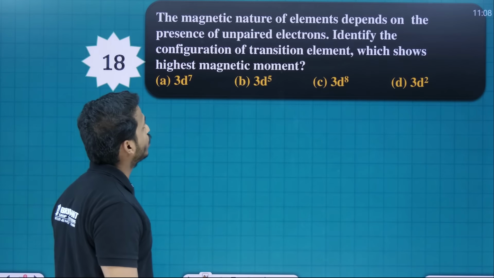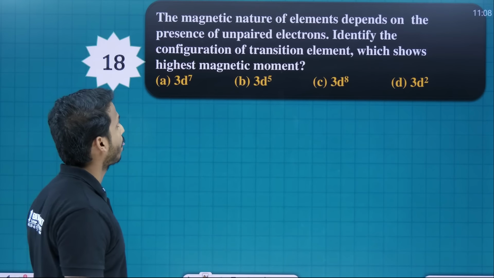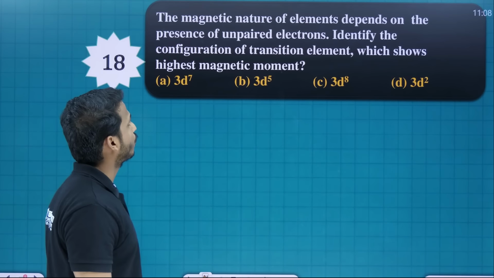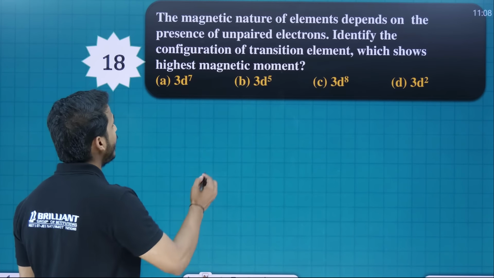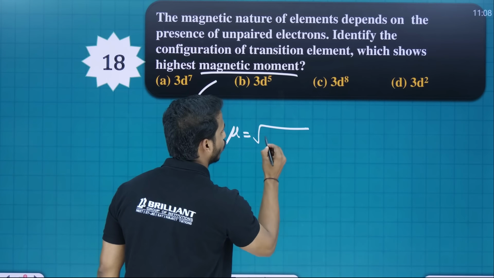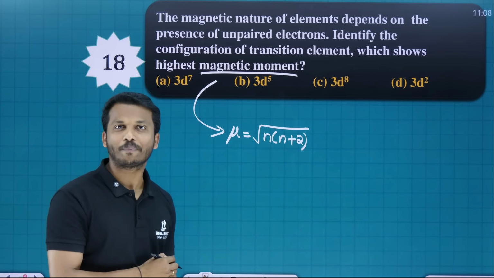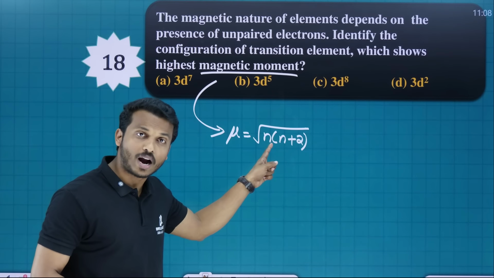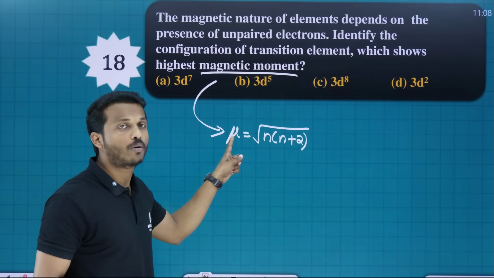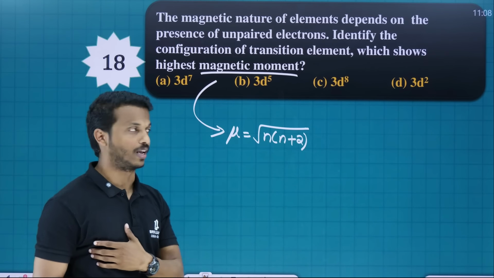Now, the magnetic nature of elements depends on the presence of unpaired electrons. Identify the configuration of the transition element which shows the highest magnetic moment. What is the equation for magnetic moment? Mu equals root of n into n plus 2, right? What is n? Number of unpaired electrons. The more unpaired electrons there are, the more the magnetic moment. So you check where we have more unpaired electrons.